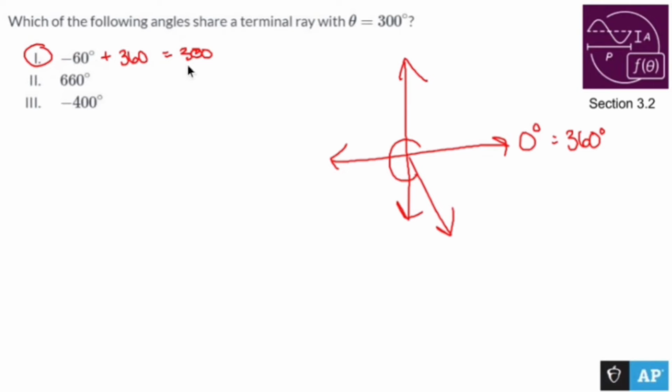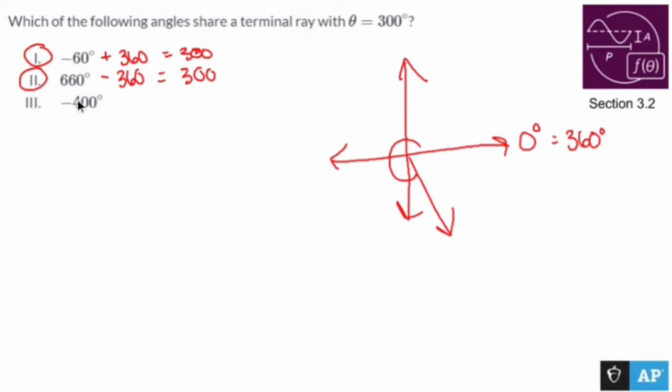And 1 is my option. If I take 660 and I want to try to make it to 300, what I'm going to do is subtract 360, and 660 minus 360 is also 300. So 2 is an option as well.